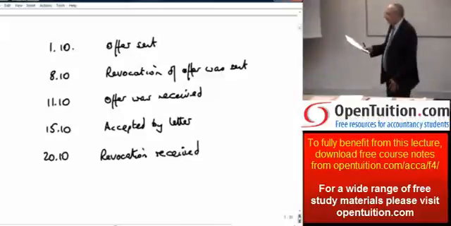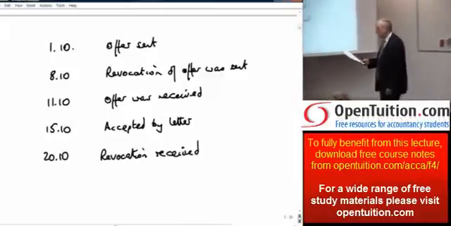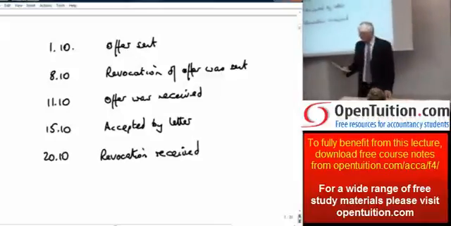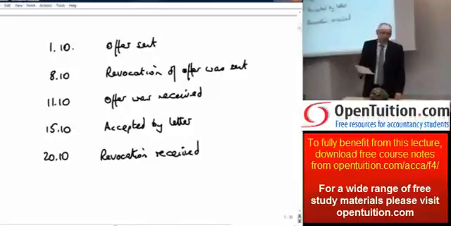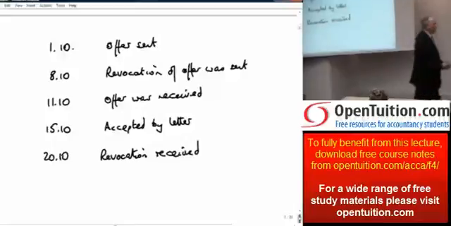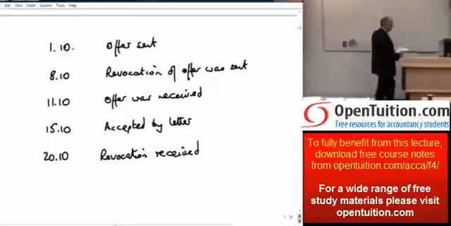Acceptance must be communicated. The fifth bullet point on page 20. Acceptance must be communicated, but the offeror may waive the right of communication. The offeror may waive. You can remember the word waive.